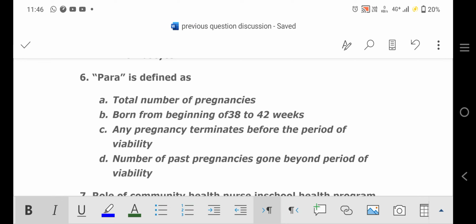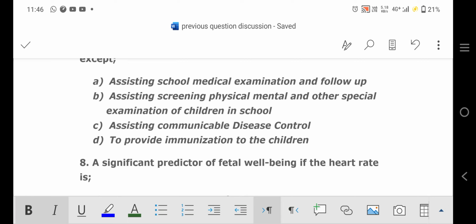Seventh question, role of community health nurse in school health program, except. Option A, assist in school medical examination and follow-up, assisting screening, physical, mental and other special examination of children in school, assisting communicable disease control program, and to provide immunization to the children. Answer is option D, to provide immunization to the children.